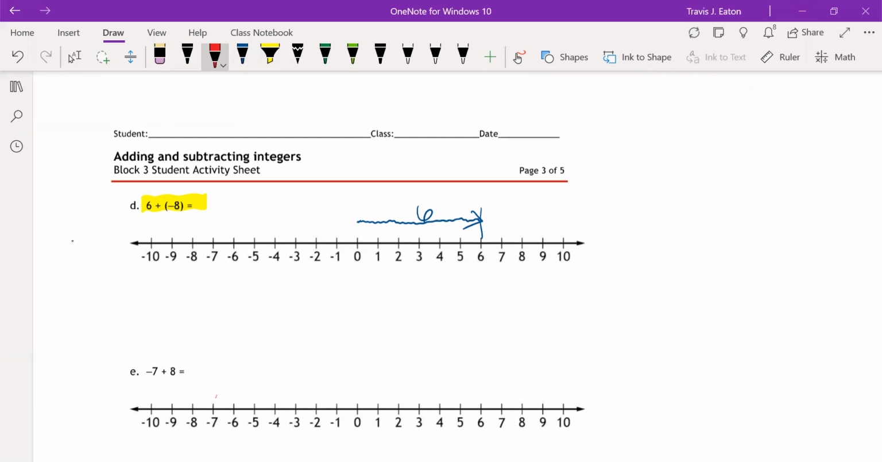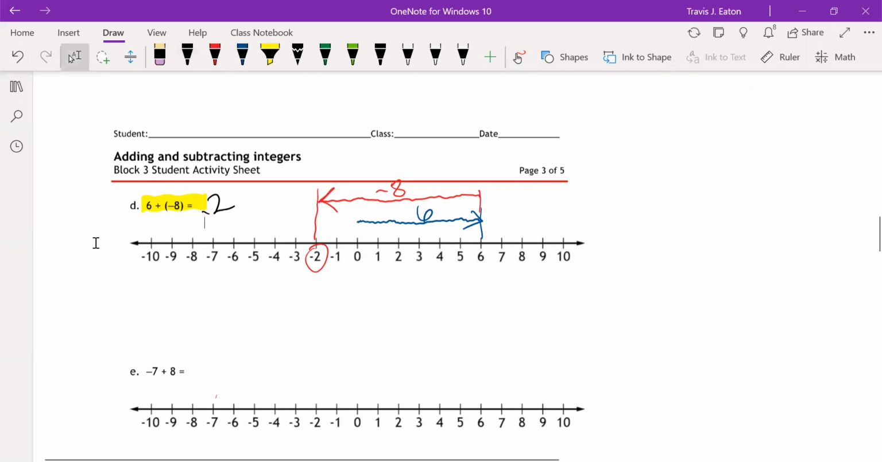So I've gotten to 6. Now I'm going to add -8. That means I'm going to move to the left on my number line 8 spots. So there's 6, 7, 8. And -8. So 6 plus -8 puts me right there at -2. So 6 plus -8 equals -2, according to my number line.